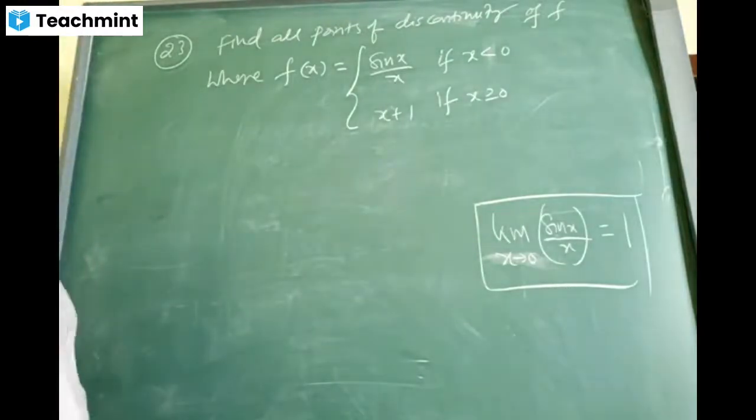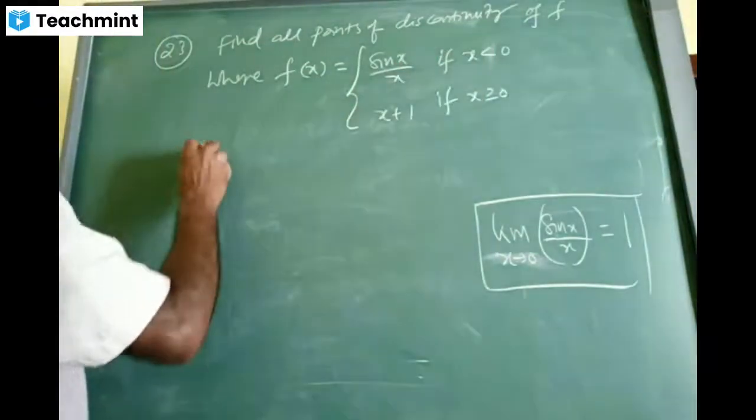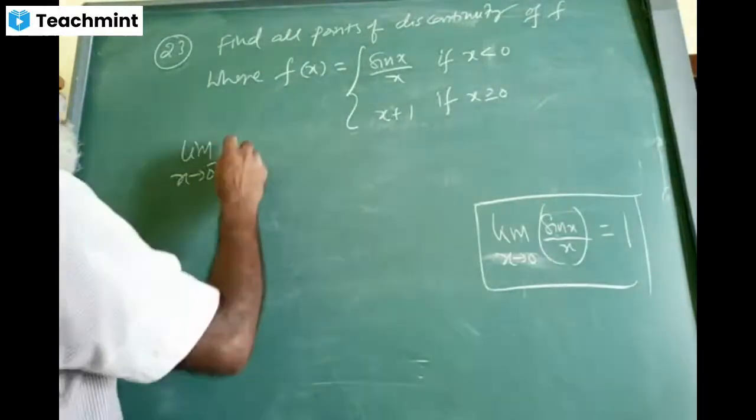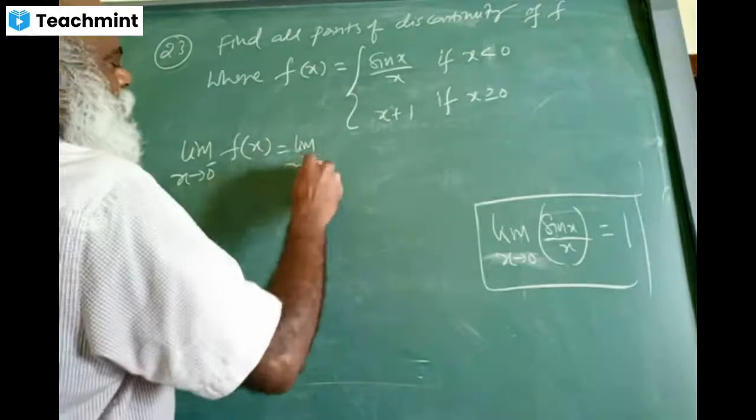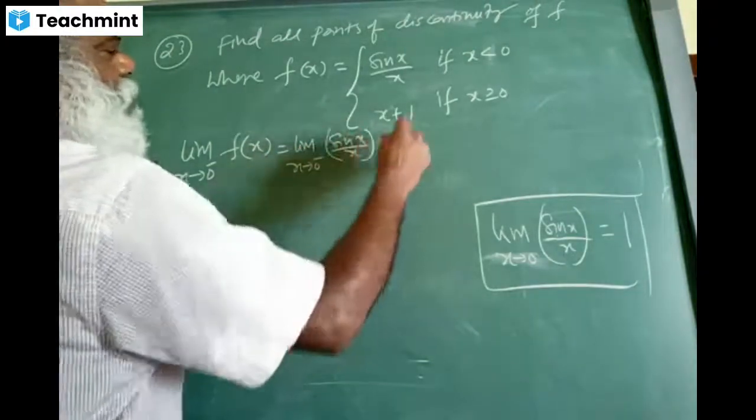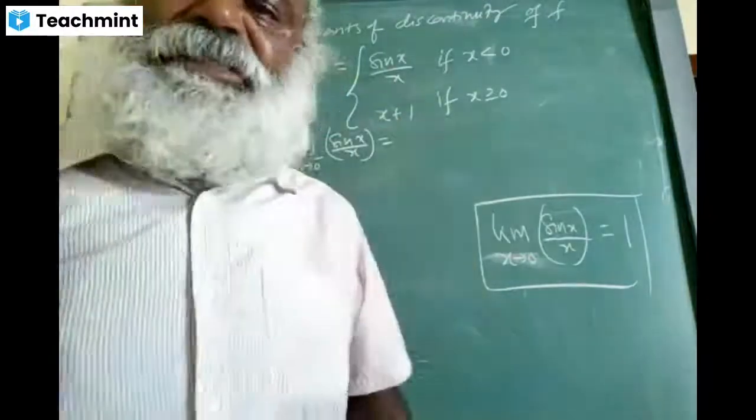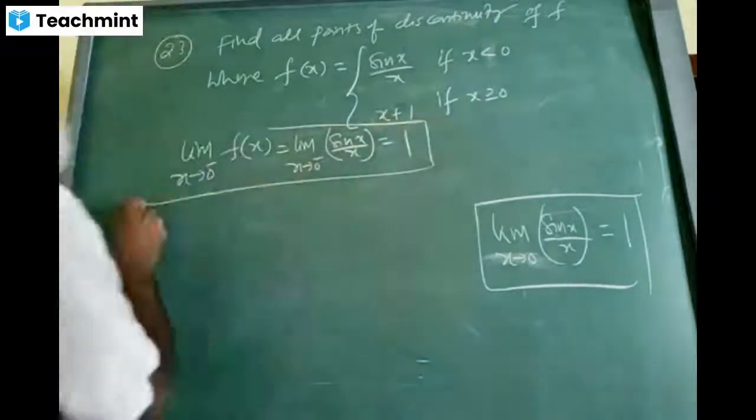Once again, let us discuss first x less than 0. Limit x tends to 0 minus of f of x, that is limit x tends to 0 minus of sin x by x. Whether 0 minus or 0 plus, it is tending to 0, dears. Therefore, it is equal to 1.